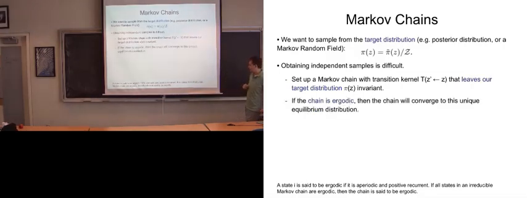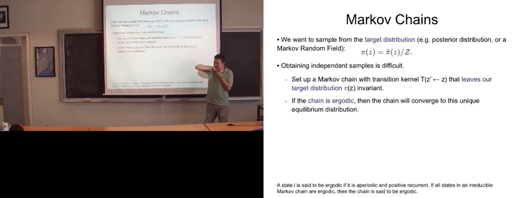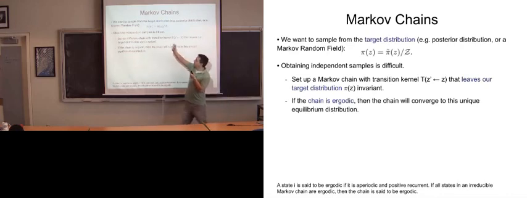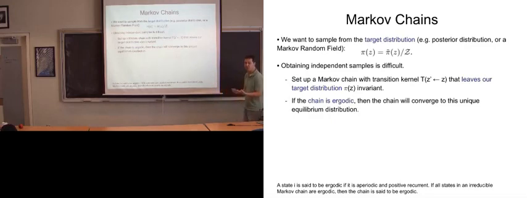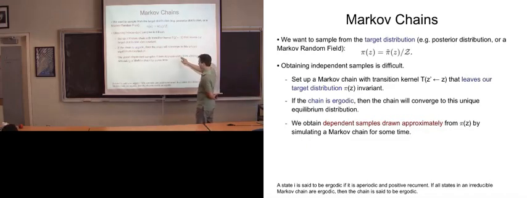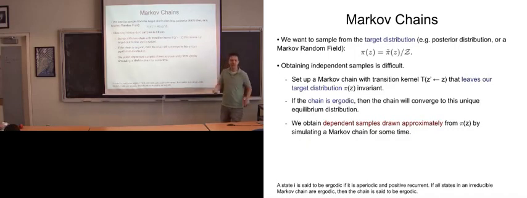That's the goal. If the chain is ergodic, and I'll define what that means, then the chain will converge to this unique equilibrium distribution. The key idea is that you're setting up a Markov chain, and you have to specify what the transition kernel should be, in such a way that if you run this Markov chain, eventually it will converge to this distribution. And if it converges to that distribution, we'll see that you can draw samples from it. Okay? Now, we will obtain dependent samples drawn approximately from the pi distribution by simulating the Markov chain for some time.